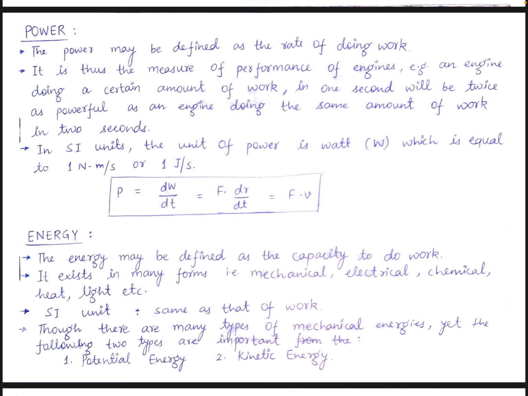Energy exists in many forms, like mechanical energy, electrical energy, chemical, heat, light, etc. The SI unit is the same as that of work. So work and energy have the same SI units or the same dimensions. Though there are many types of mechanical energies, the following two types are important: potential energy and kinetic energy. These two types of mechanical energies are important from an engineering point of view.